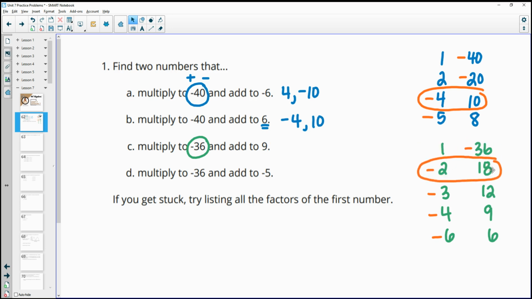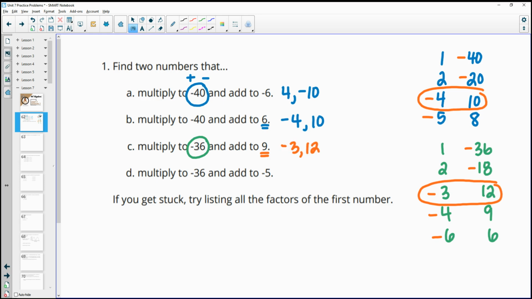This would give us positive 16 if we added. This would give us negative 16. Again, not what we want. This would give us positive 9 here, which is what we want in part C. So we wanted negative 3 and positive 12. That multiplies to negative 36 and also adds to positive 9.